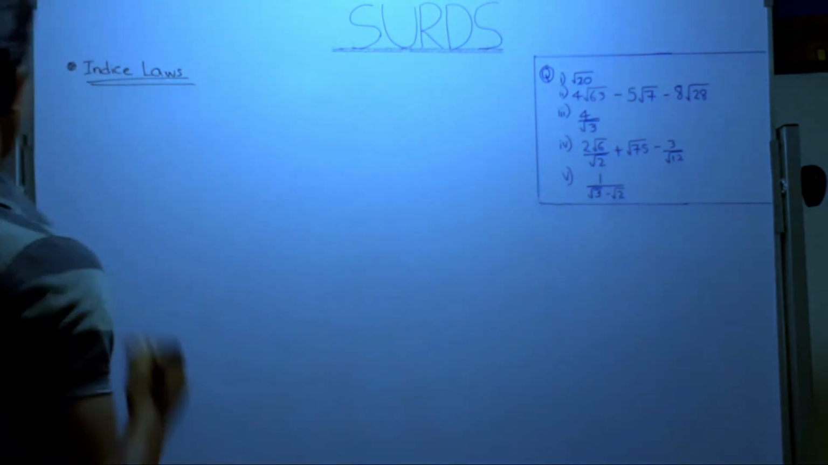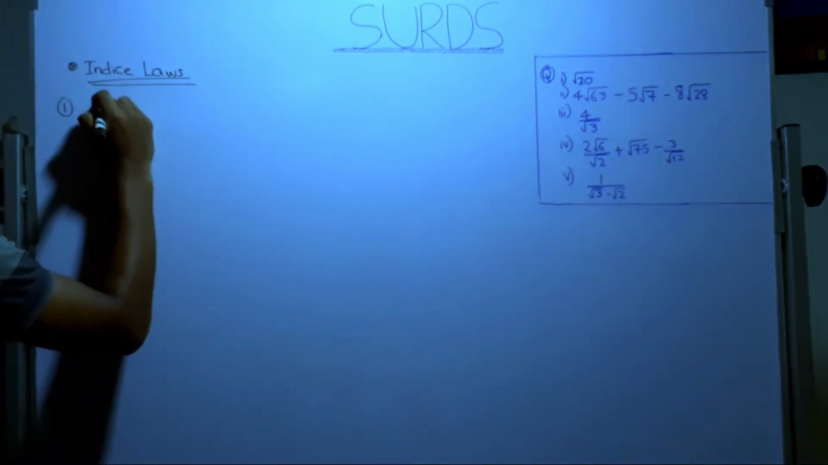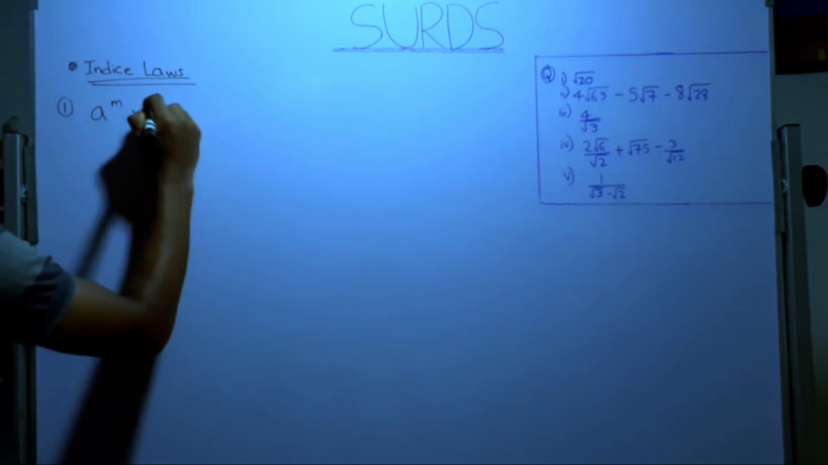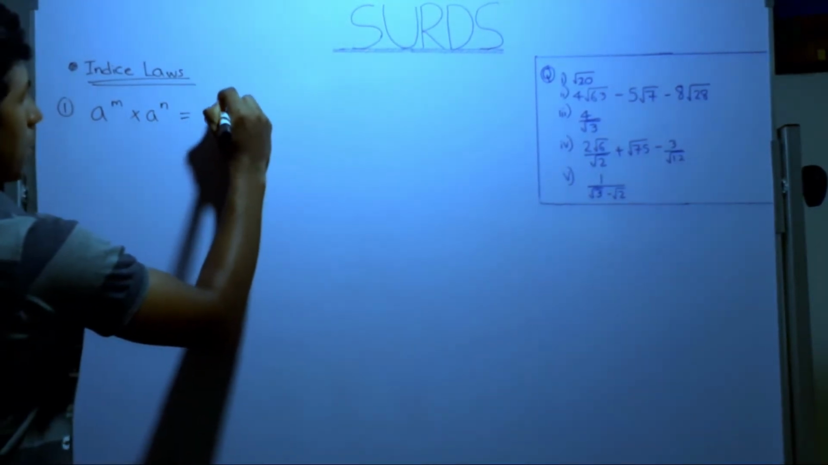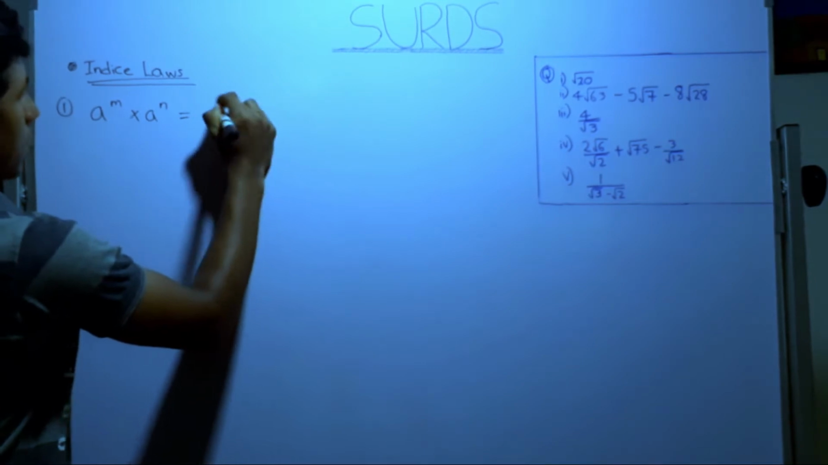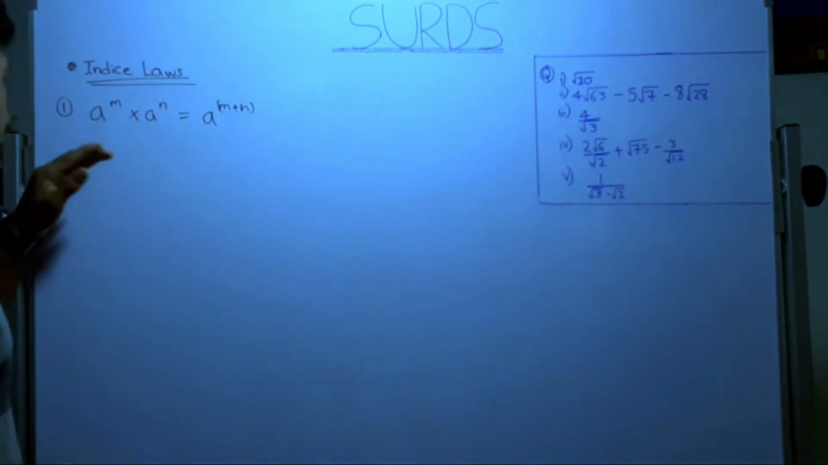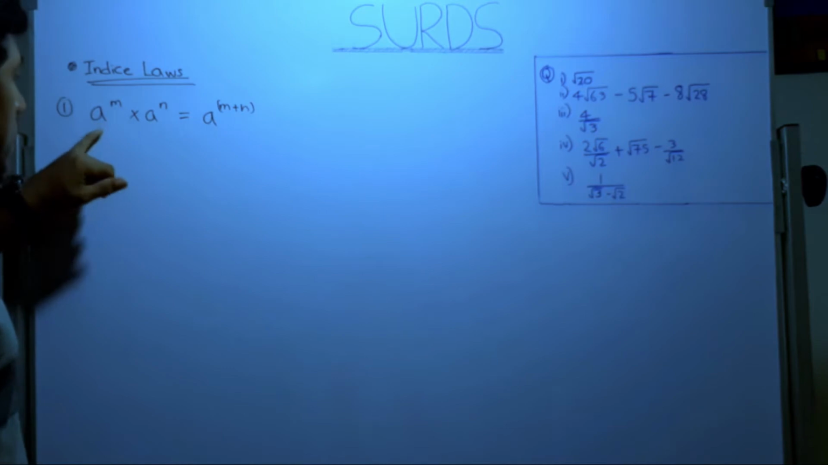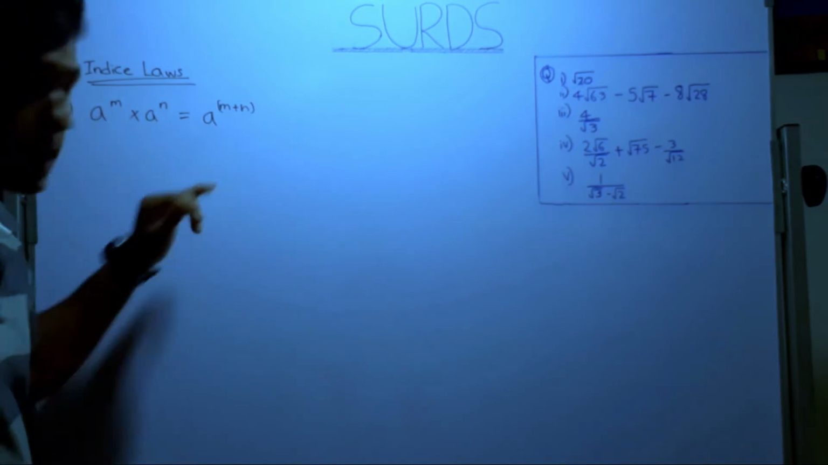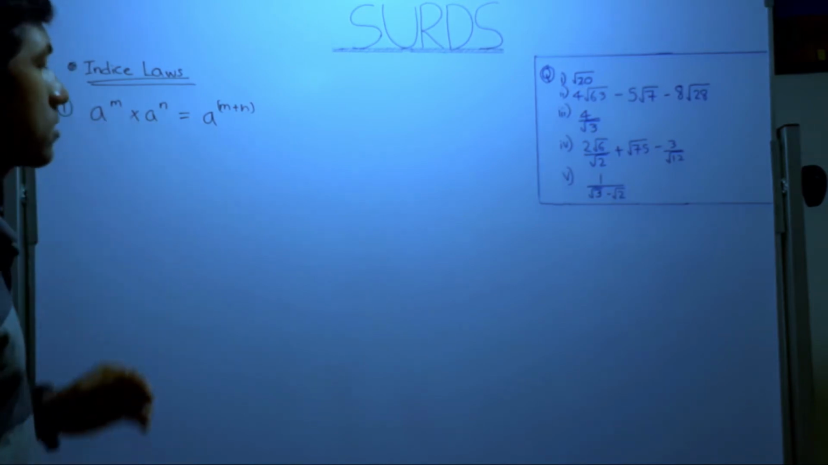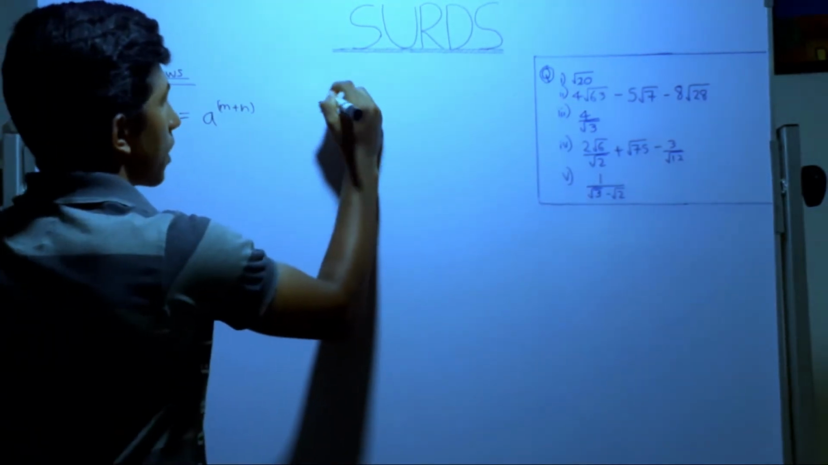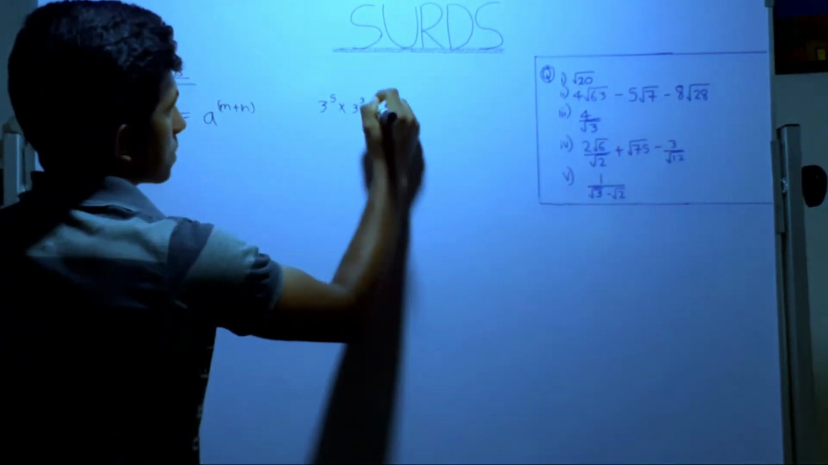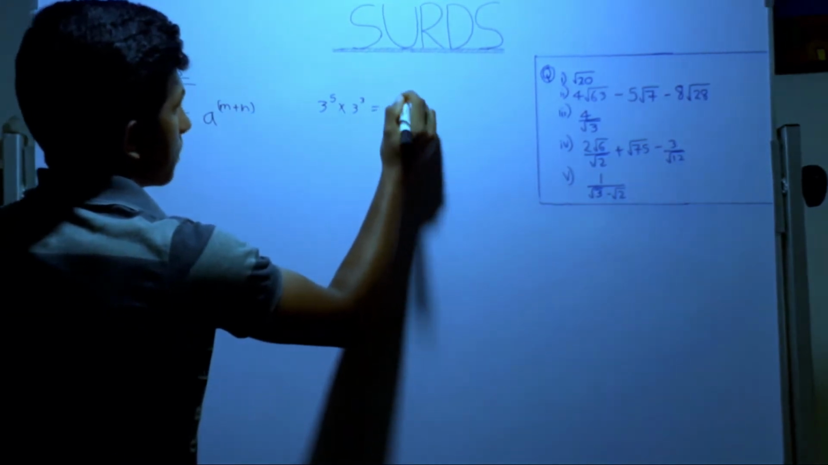The first rule is going to be a to the power m into a to the power n. This is going to be equal to a to the power m plus n. So the powers will be added. Now you might notice that the bases have to be the same. This has to be a and this has to be a. If we look into an example, it would be 3 to the power 5 into 3 to the power 3, which is going to be 3 to the power 8.